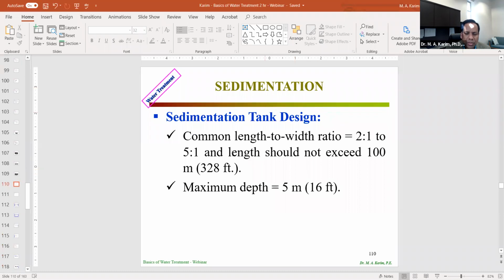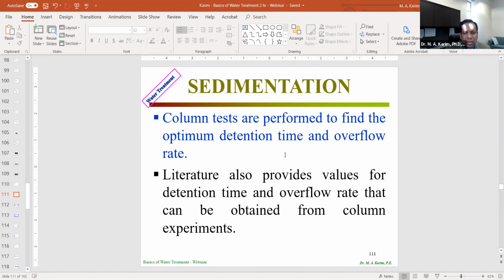Okay, settling tank design, how we can design it. The common length to width ratio is 2 to 1 to 5 to 1. The length should not exceed 100 meters, and the depth should not exceed 5 meters or so. Things like that. Column tests are performed to find the optimum detention time and overflow rate. So overflow rate and detention time, I don't know, but we have to do the column test to find those. But the literature has different values that we can use.